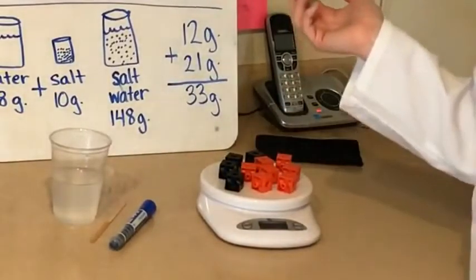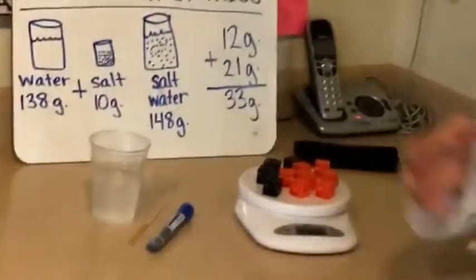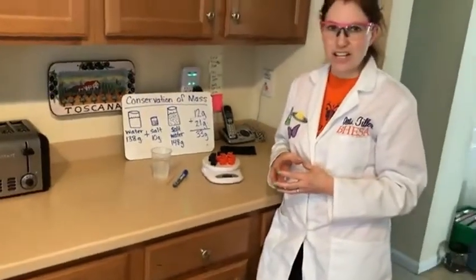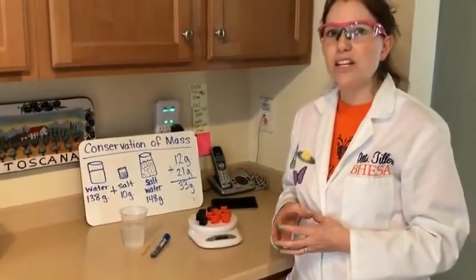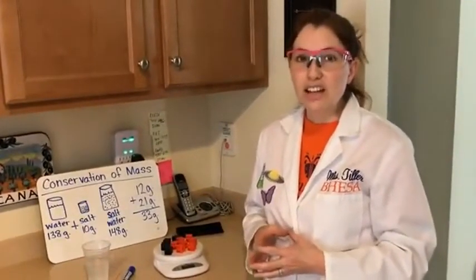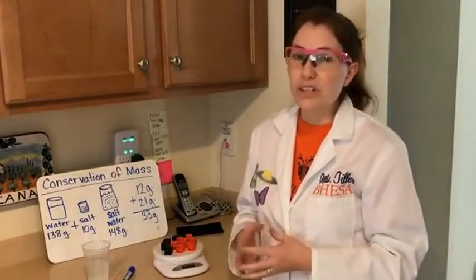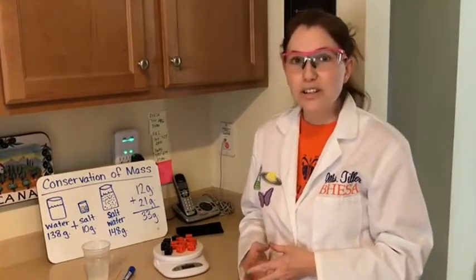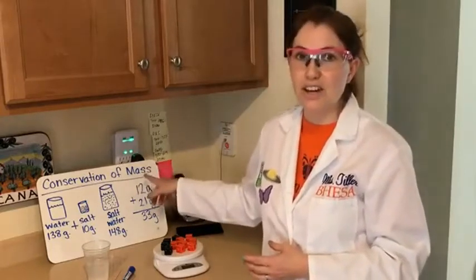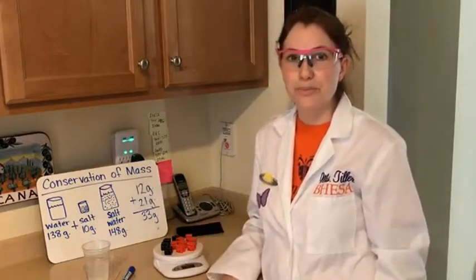Still 33 grams. Friends, that's an example of conservation of mass. The mass of something does not change, even when it changes shape or form. If a solid turns into a liquid or a liquid turns into a gas, the material or the matter is still there. The same amount of mass is still there, even if it changes form.